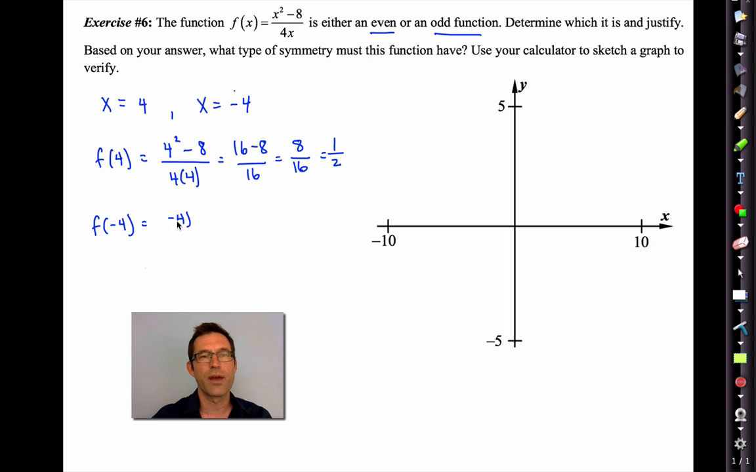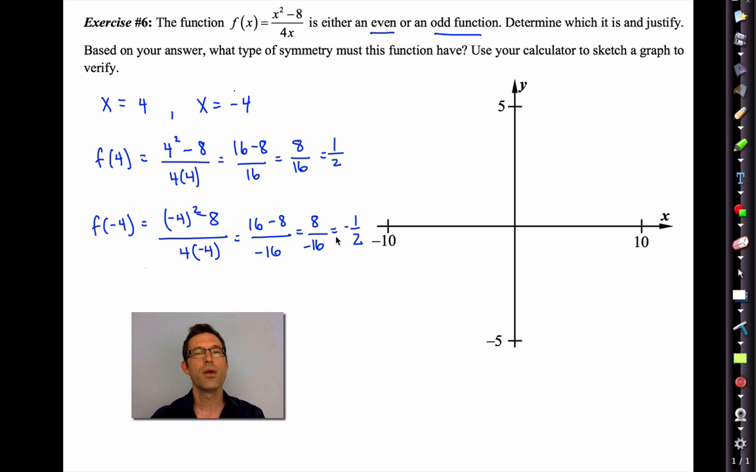f of negative 4, I'd have negative 4 squared minus 8, sorry, that got a little messy there, divided by 4 times negative 4. Now negative 4 squared is again 16 minus 8. And in the denominator now I have a negative 16. So now I have 8 divided by negative 16, which is negative 1/2.